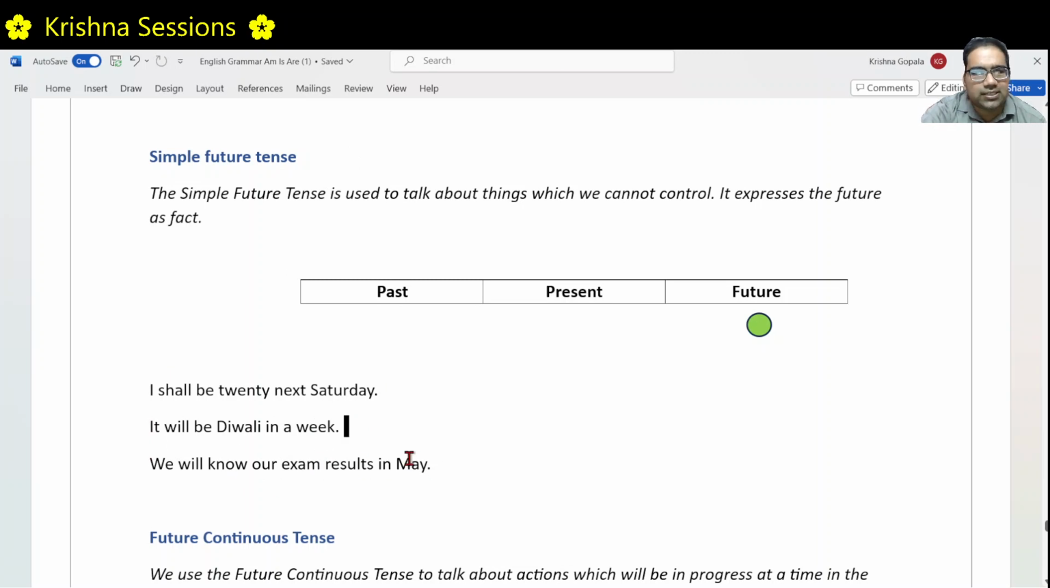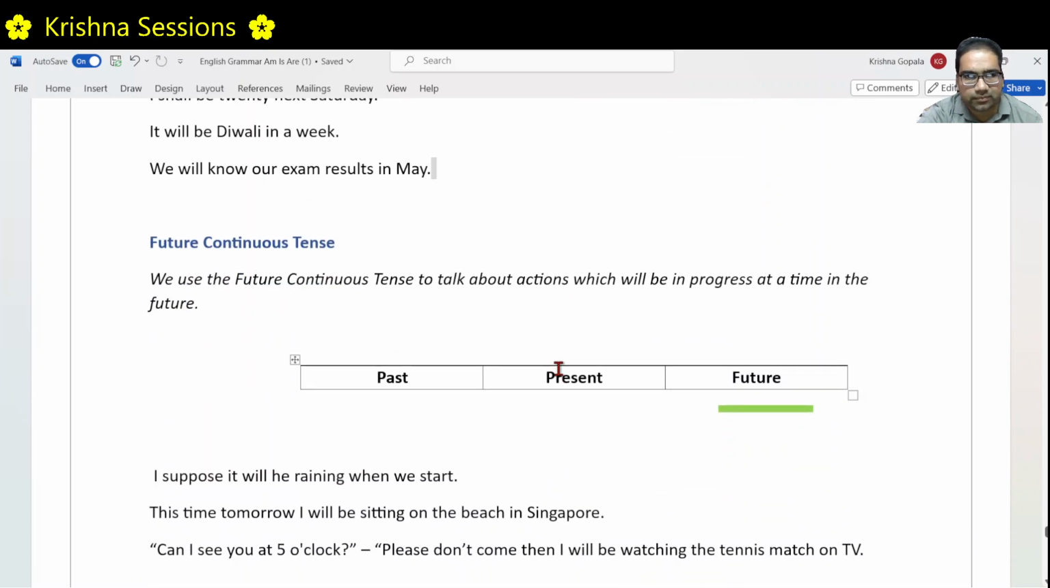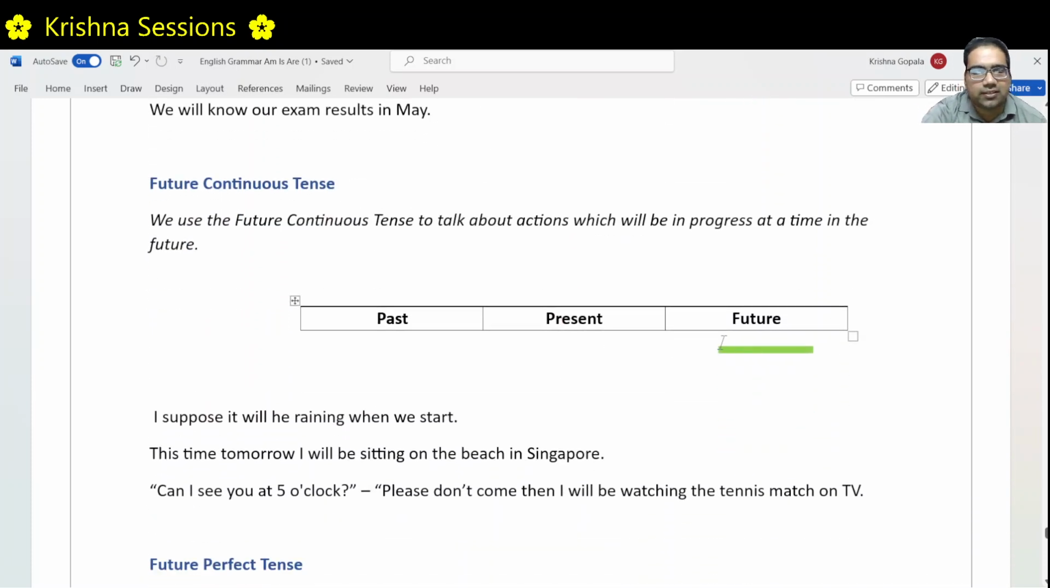We will know our exam results in May. I cannot stop it. They will anyway declare the results. These kinds of statements we make in simple future. Future continuous. Future continuous, that means they are continuous in future. There is a continuity. But these are future. I suppose it will be raining when we start.